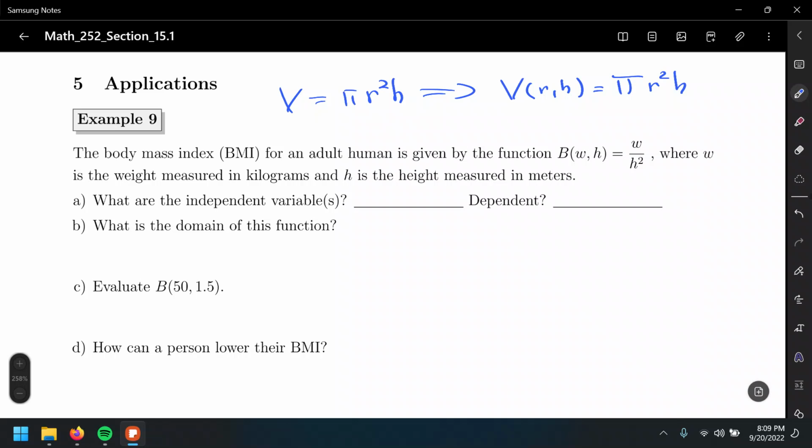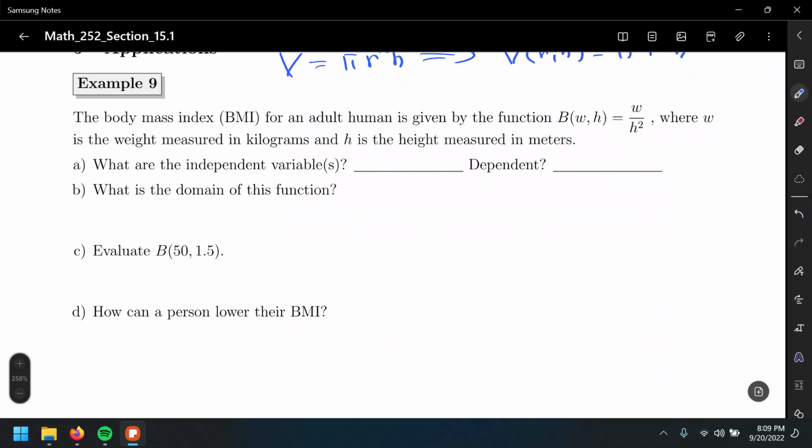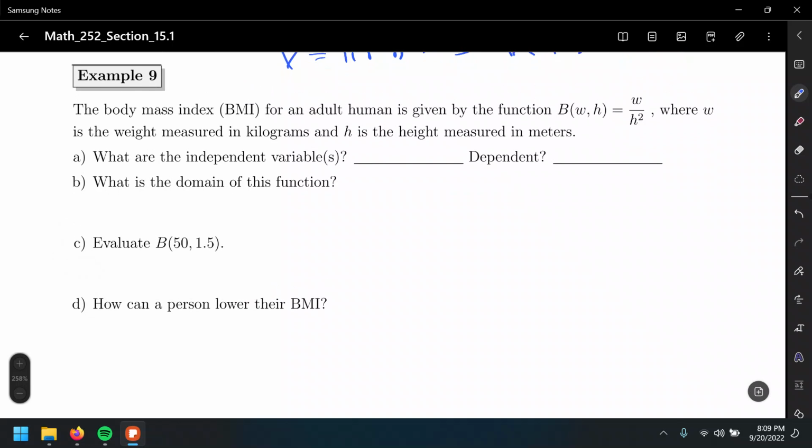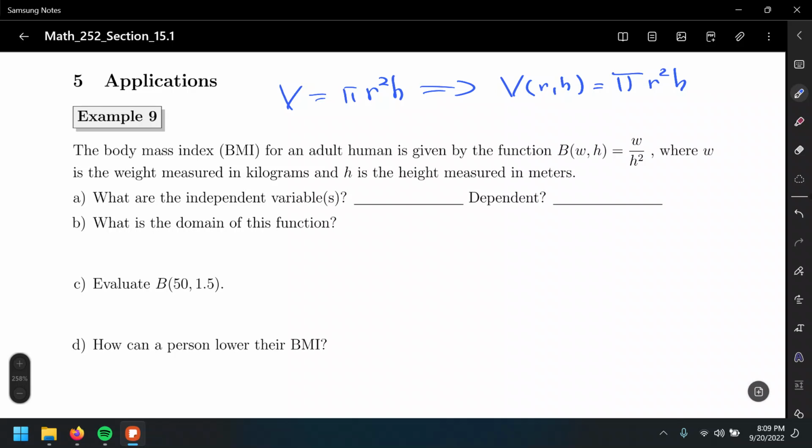And let's do a very brief example. The body mass index, BMI, for an adult human is given by the function B of W, H equals W over H squared, where W is the weight measured in kilograms, and the height is measured in meters. I meant to say weight, not the height. Number one, what are the independent variables right here? Weight and height, right? So in this case, W and H. What are the dependent variables, if more than one? I think it's just B, right? It's B which depends on W and H.